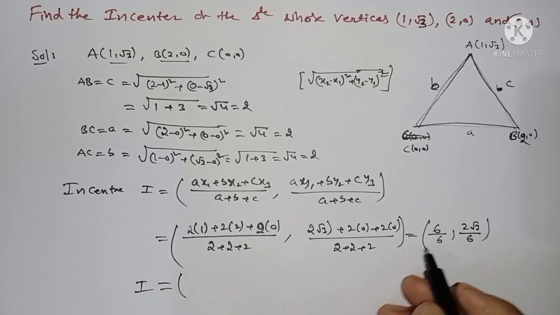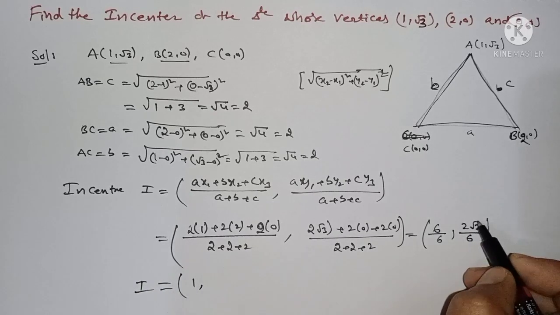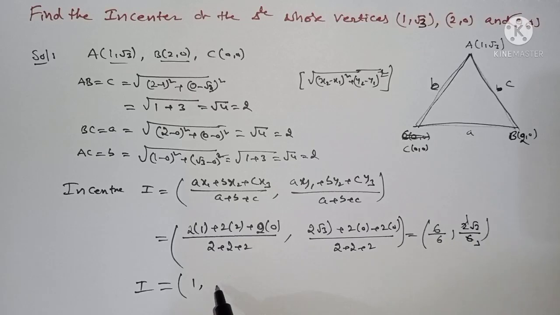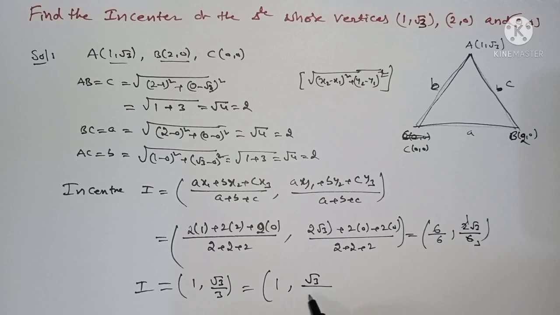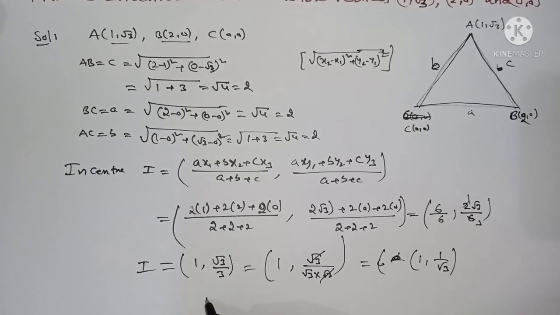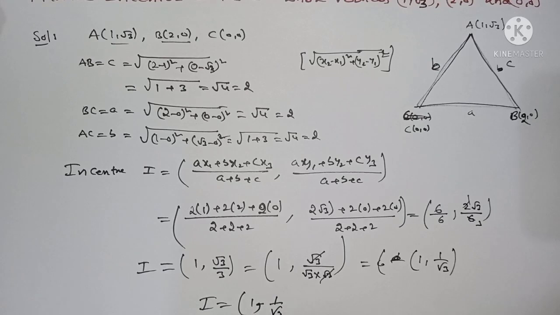Cancelling, 2 ones are 2, 2 threes are 6, therefore root 3 by 3. Writing 3 as root 3 into root 3, one root 3 gets cancelled, giving 1 by root 3. This is the incenter. I can write I is equal to (1, 1 by root 3).